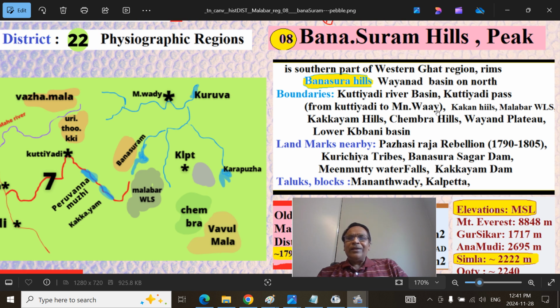Then Manantwadi, spelled as Manantwadi, and Kakkan Hills, they are the same as the Malabar Wildlife Sanctuary and Kakayam Hills. Kakkan Hills and Kakayam Hills, based upon the prominent village, I have named them. There are Chembra Hills here and Wayanad Plateau, Lower Kabbani Basin. These are the areas that border. If you remember that physiographic map, you see what are the areas that are the boundaries.